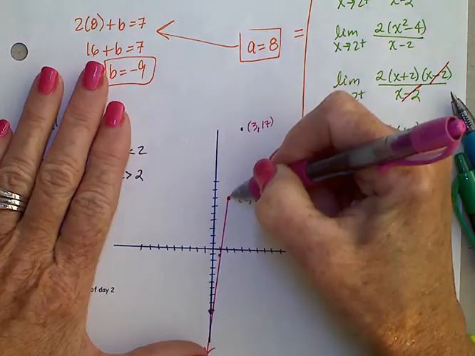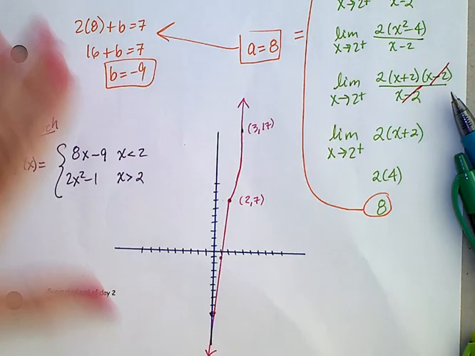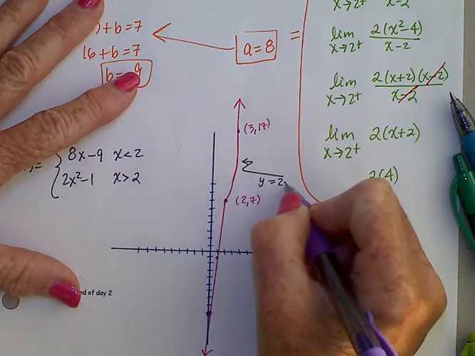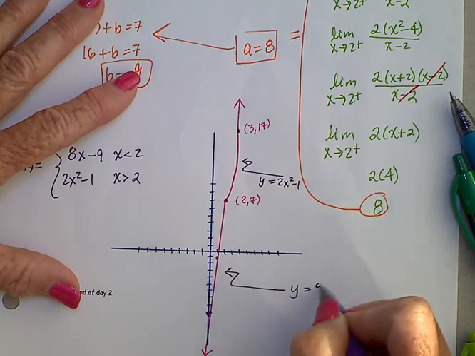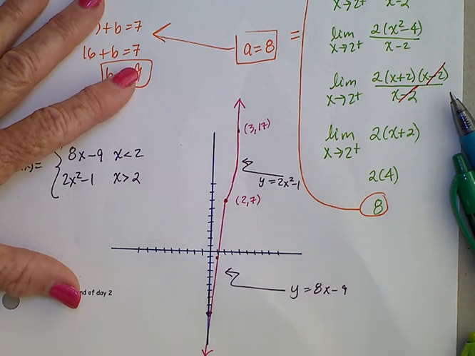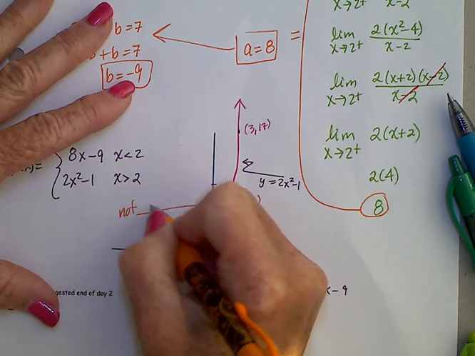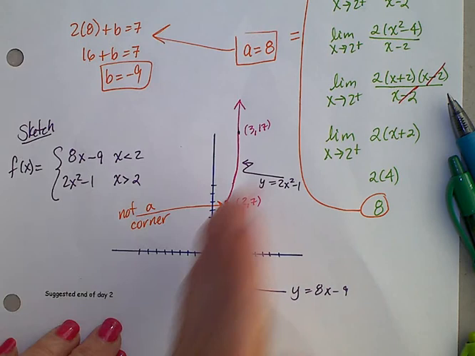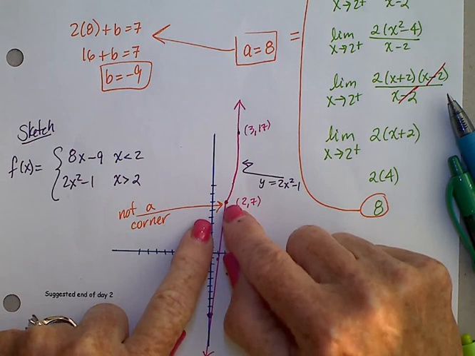Now I am going to draw this so you can tell the difference between them. This piece is y equals 2x squared minus 1, and this piece is y equals 8x minus 9. There is not a corner here. I've drawn it to show a corner just so you could tell the difference between them, but there is not a corner. Those two gradually flow one into the other. You can't even really tell the difference between them right in here at this point, 2, 7.